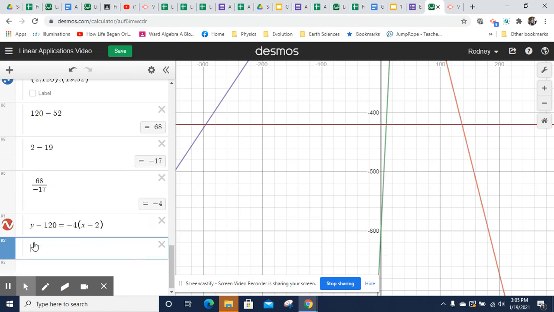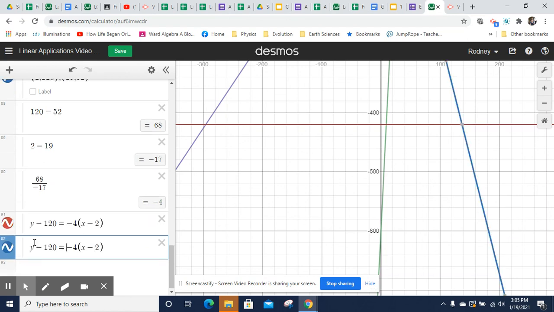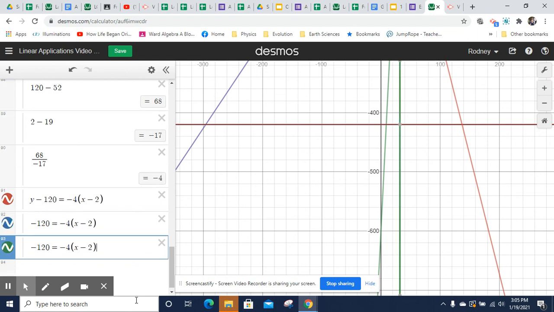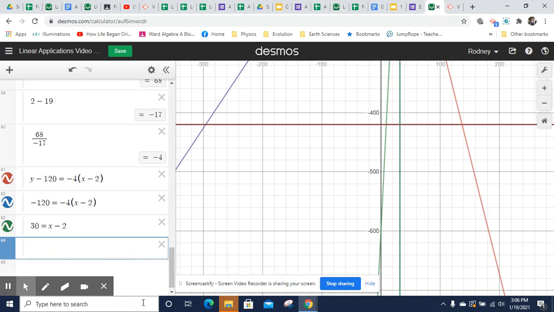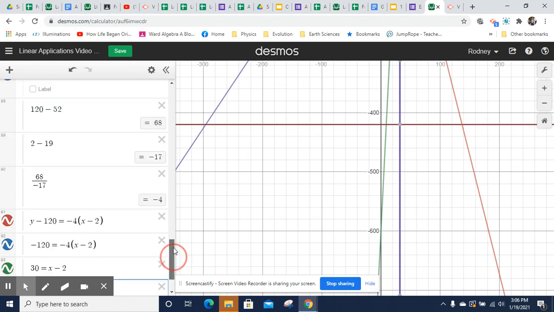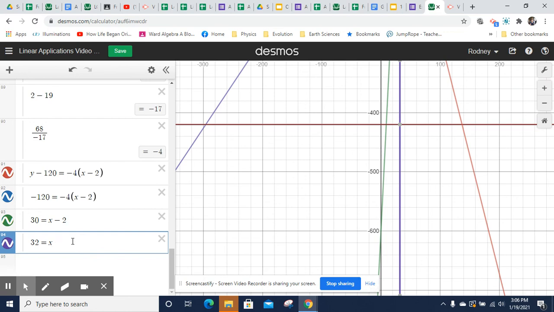So copy the equation, replace y with 0, which means we're at just minus 120 equals this. We can divide negative 120 by 4 and not have to worry about distribution here. So let's do that. I'll factor negative 4 out of both sides. And 120 divided by negative 4 is going to be positive 30. And then I would add 2. I can drop my parentheses now. I can add 2 to both sides to get rid of minus 2. And so 32 equals x. So after 32 days, I will run out of energy bars.